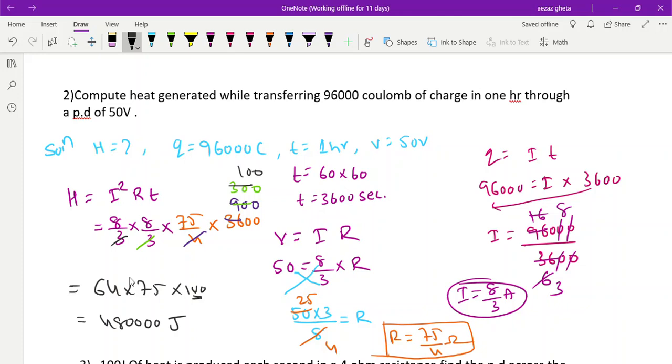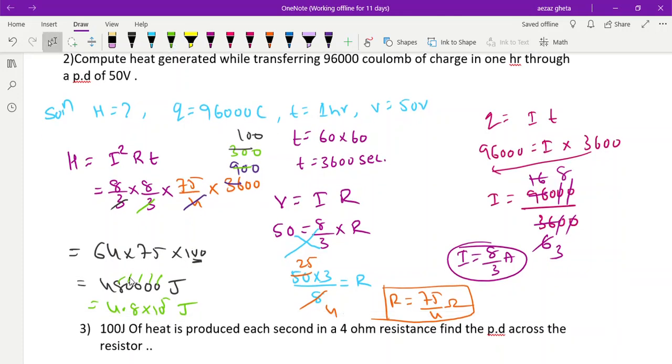Everybody understood? Even you can write this as 4.8 into 10 power 5 joule. Okay, standard form. One more easiest way is also there.